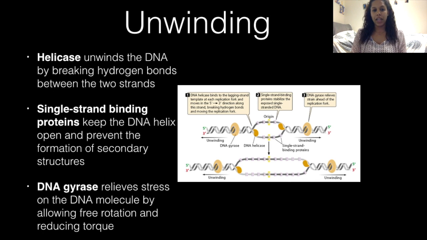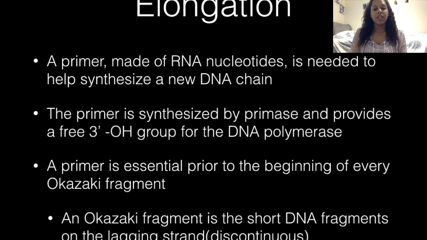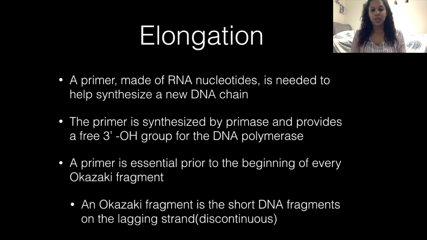So now we're able to elongate. A primer made of RNA nucleotides is needed to help synthesize a new DNA chain. The primer is synthesized by primase and provides a free 3' hydroxyl group for the DNA polymerase. A primer is essential prior to the beginning of every Okazaki fragment. An Okazaki fragment is a short DNA fragment on the lagging strand and is discontinuous.